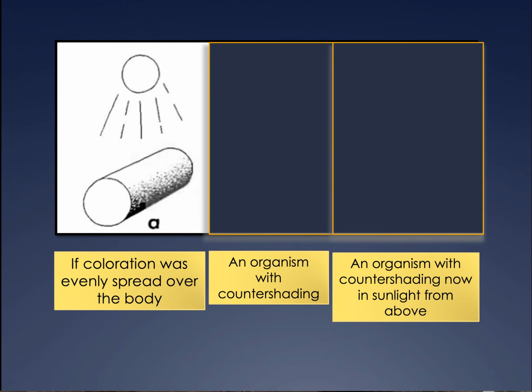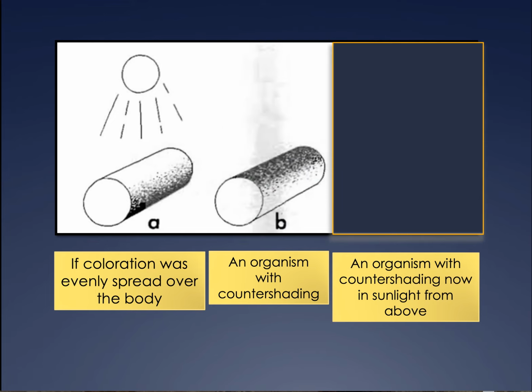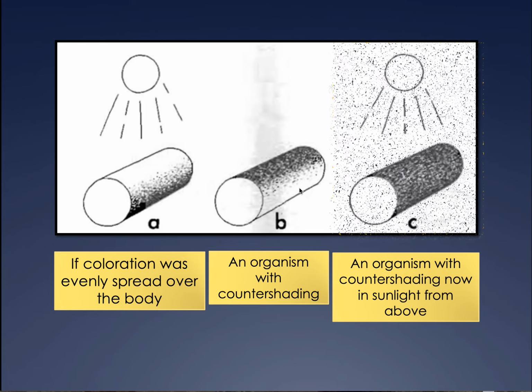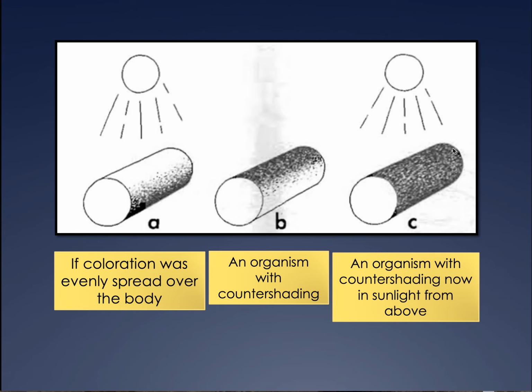Here, trying to show you the same thing. If we take a cylinder that's evenly colored, that's what A is, then we see right here that a shadow is cast, and you can clearly tell that this is some kind of rounded structure. Now if we take something that has counter shading, so it's not evenly colored, it's darker on the top and then lighter on the belly, then we shine light on it, a shadow is cast, and it is evenly dark. So this is the explanation. You can look up counter shading on the internet and learn a little bit more about this.